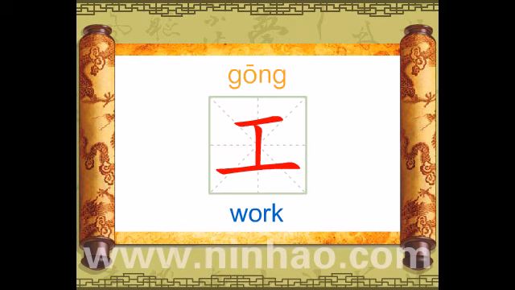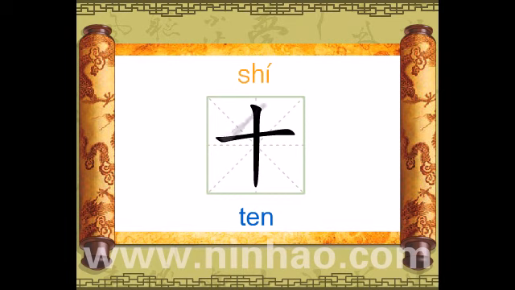You possibly already noticed that when writing Chinese characters, we need to follow some rules. Today, we introduce two of them. The first rule is horizontal strokes before intersecting vertical strokes. Let's review the character Shi, 10.